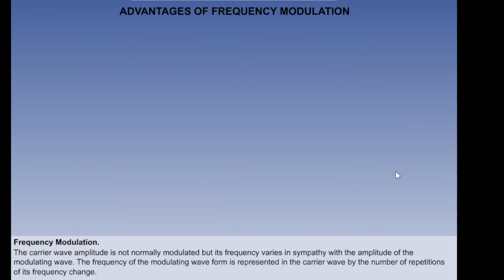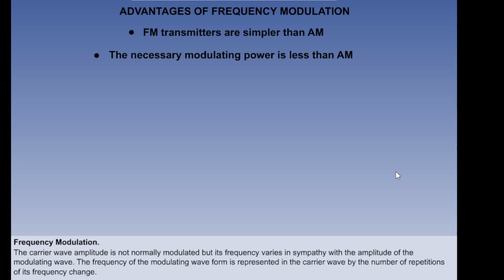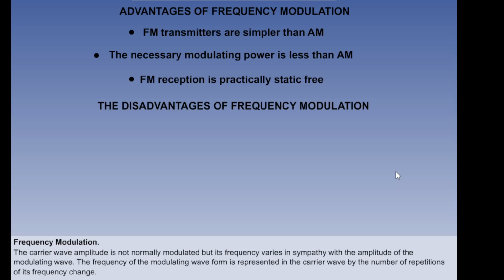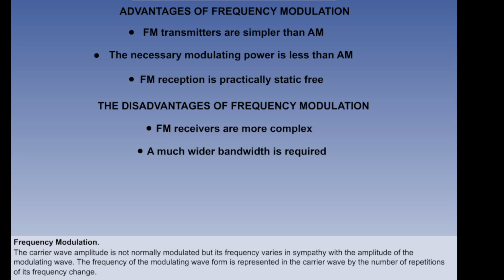What then are the relative advantages and disadvantages of the techniques of FM and AM? The advantages of FM are: FM transmitters are simpler than AM transmitters. The necessary modulating power is less than AM. FM reception is practically static-free. The disadvantages of FM are: FM receivers are more complex, and a much wider bandwidth is required.